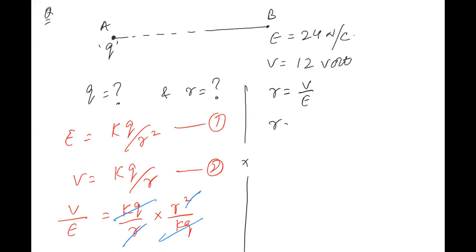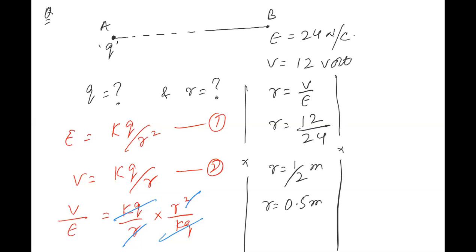You know the value of V? You know the value of E? So that will be equal to 12 by 24. So R will be equal to 1 by 2 meter or R equal to 0.5 meter, whatever you want to write. Is it clear? Please tell me yes or no. Okay, we have got the value of R.